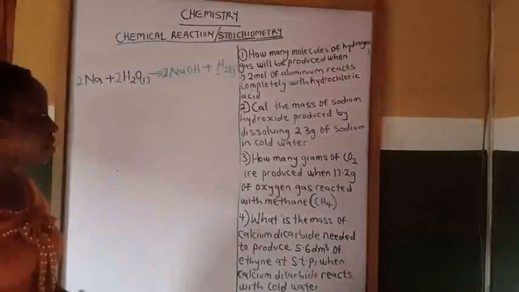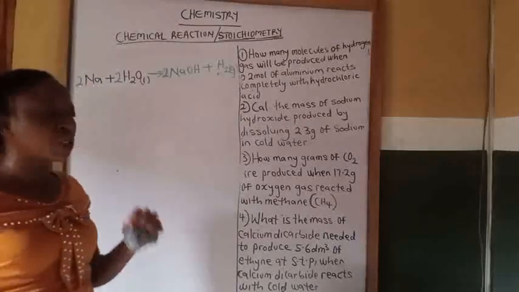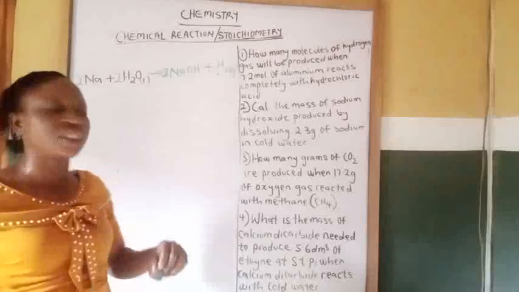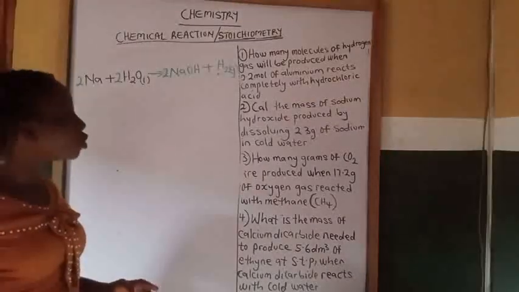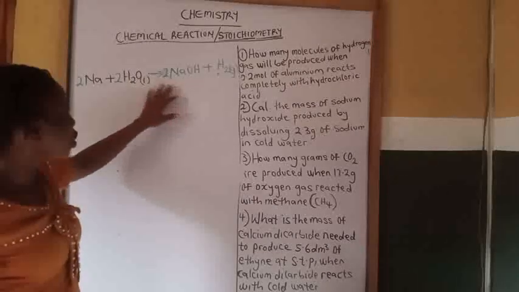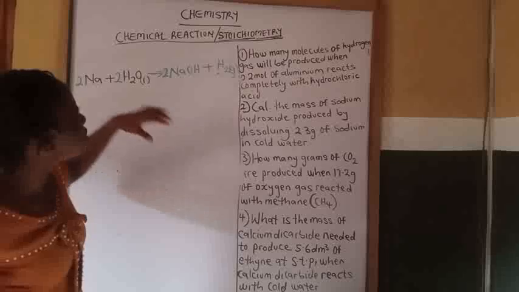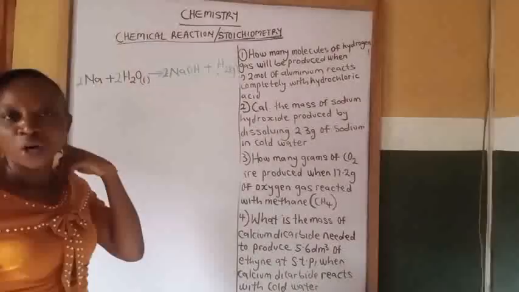Our equation is balanced. Then the next thing now is to write out the number of moles of the substances that will be involved in the calculation, because we cannot use all the substances here to solve the question.